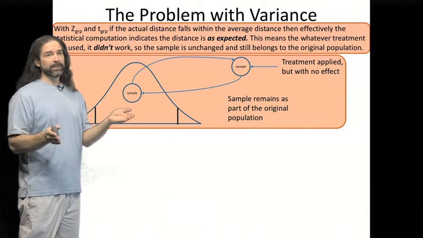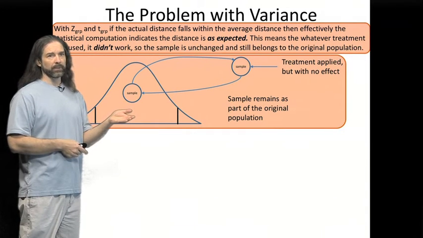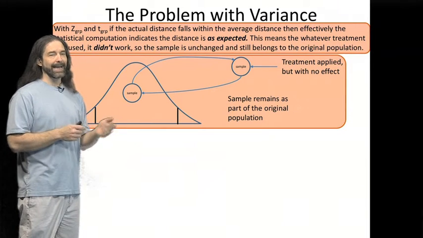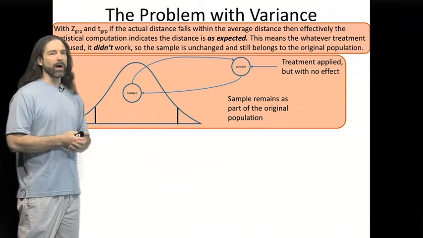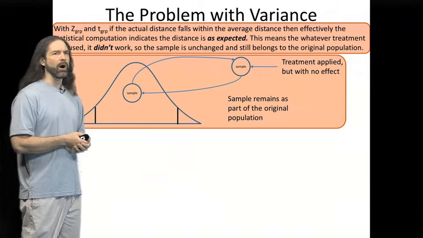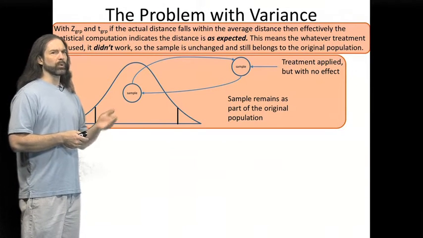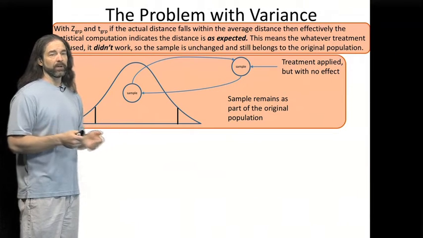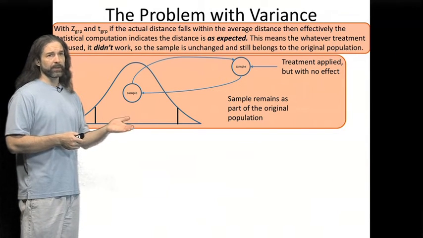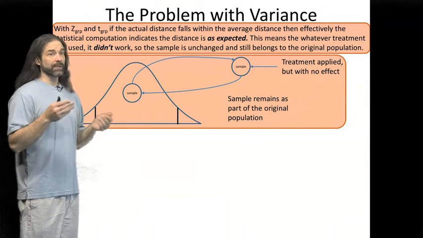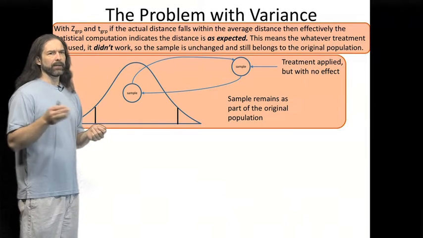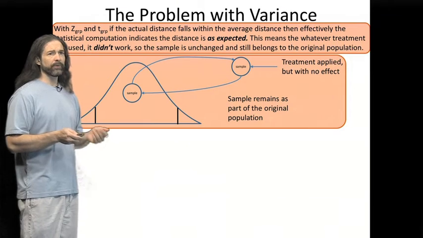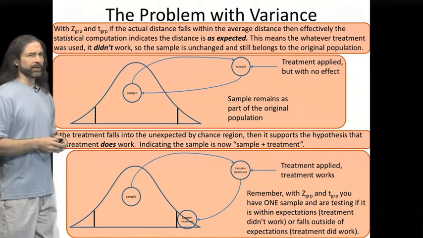It is still a sample from the original population, and if the treatment has no effect, it will return to exactly the same place in the population from which it is drawn. So both practically speaking and statistically speaking, we accept the null hypothesis. We applied a treatment, the treatment did nothing, therefore we accept the null hypothesis, and the sample returns to the population as it was. However, if the treatment works, this is a different world.